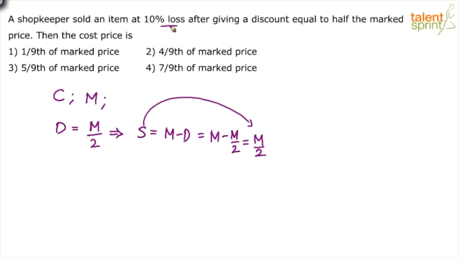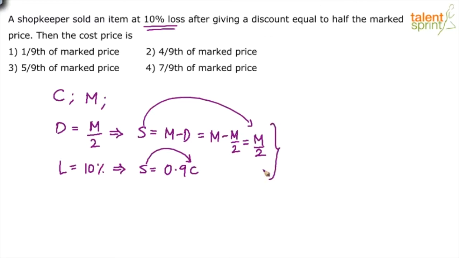We also know that the article was sold at 10% loss. Now when there is a loss of 10%, what is the selling price? Selling price can be taken as 90% of cost price or 0.9 times the cost price. That's it. The first equation tells us that S equals M by 2. Second equation tells us that S equals 0.9C.